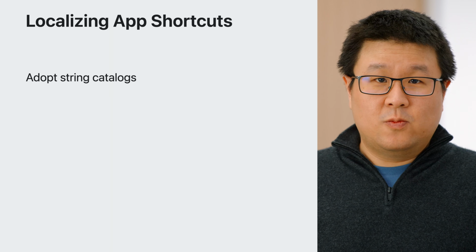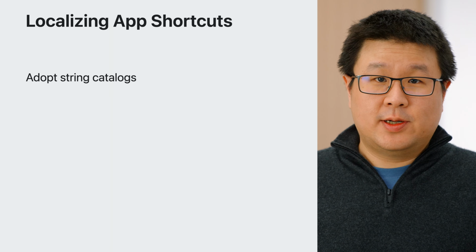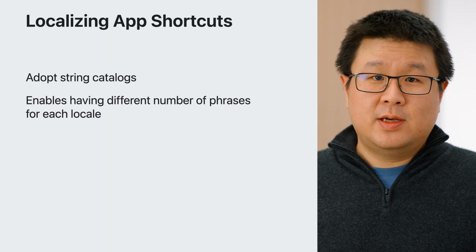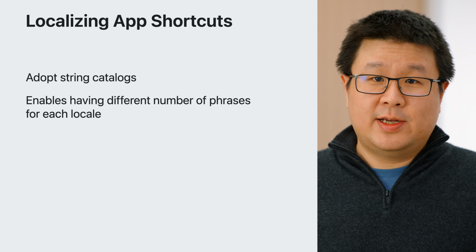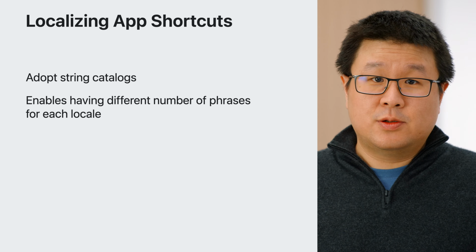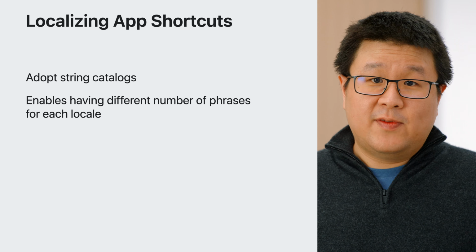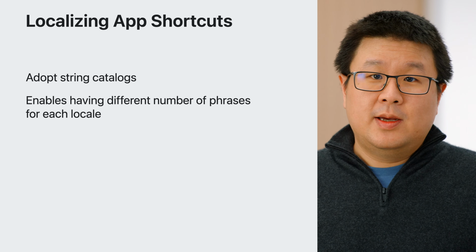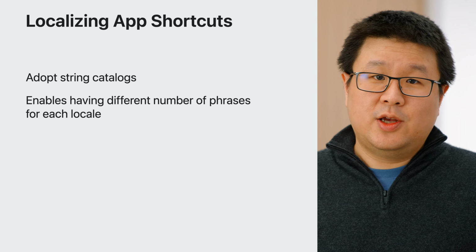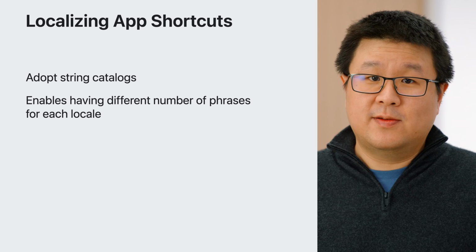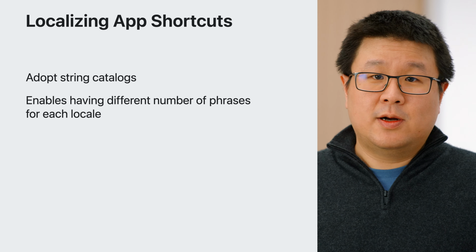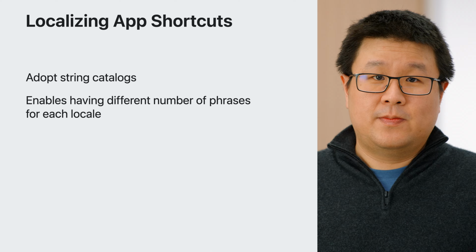In iOS 17, we're also improving how you can localize your app shortcut trigger phrases, along with the new string catalog file format. Previously, you were limited in how many phrases you could have for each app shortcut in each locale. If you define 5 phrases for an app shortcut in your Swift code, for example, you would be limited to 5 phrases in each locale. In iOS 17, with the help of string catalogs, we're lifting this limitation, so that you can have as many phrases as is naturally needed for each and every locale. You should note that this feature is available only to apps targeting iOS 17 or later.